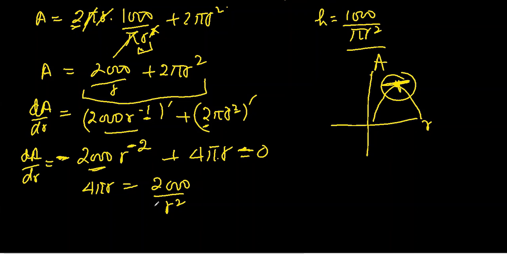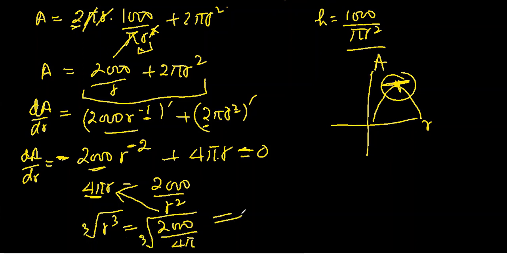All right, so they want the radius, so I will take r and multiply with this existing r, which becomes r cube, and 4 pi will come to the other side, 2000 divided by 4 pi. So to find r, we'll cube root both sides. All right, so r will be the cube root of 2000 over 4 pi. It comes out to be 5.42 centimeter.